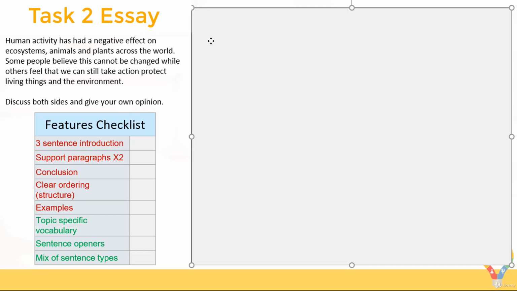A synonym for human activity. Let's say human beings have had a damaging impact, instead of negative, a damaging impact instead of effect, on the environment and all living things on our planet. There you go. So there is our first sentence in the introduction, which simply paraphrases the question.